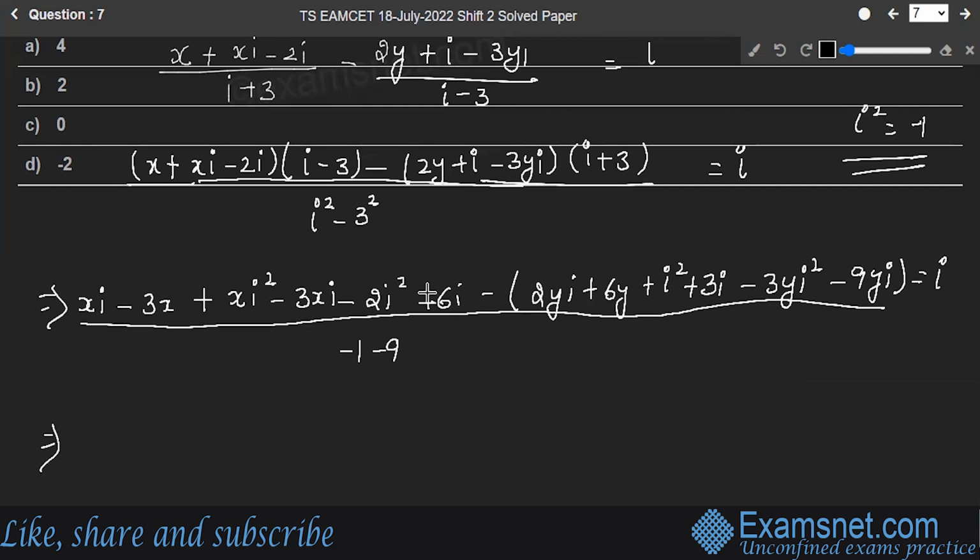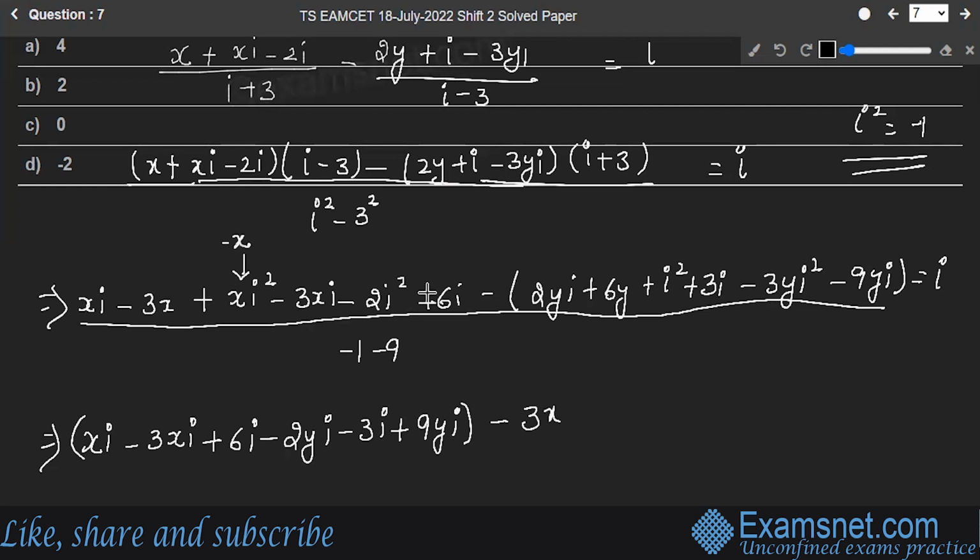I'll segregate the iota terms and the non-iota terms now. So this will be x iota minus 3x iota plus 6 iota minus 2y iota minus 3 iota plus 9y iota. These are the imaginary terms minus 3x. Now x iota square, this is equal to minus x and this will be plus 2. This thing will be minus iota square is equal to minus 1. So minus 2 into minus 1 will give you plus 2.